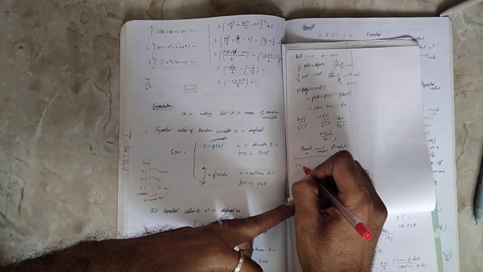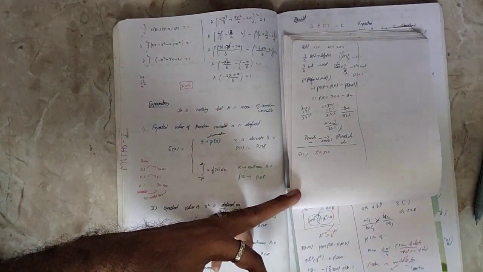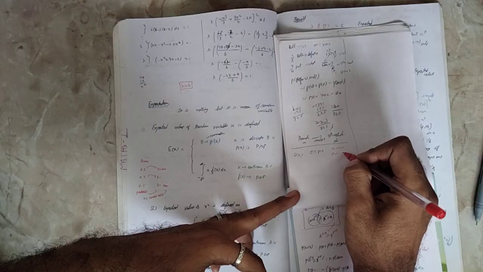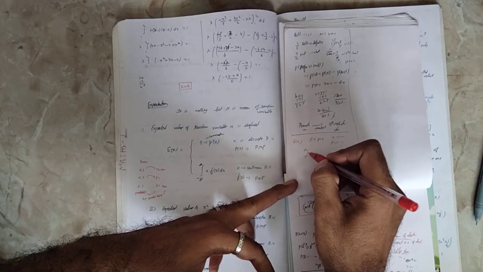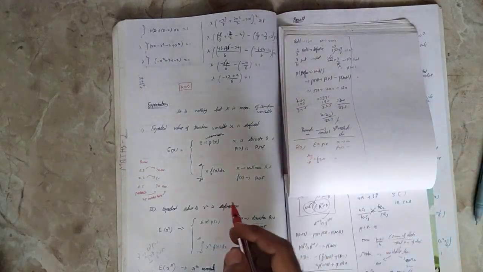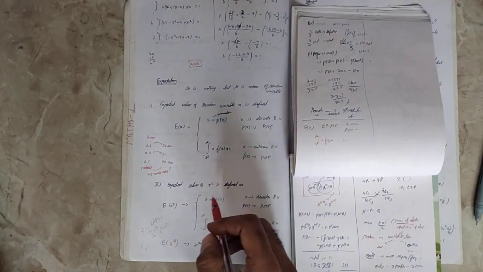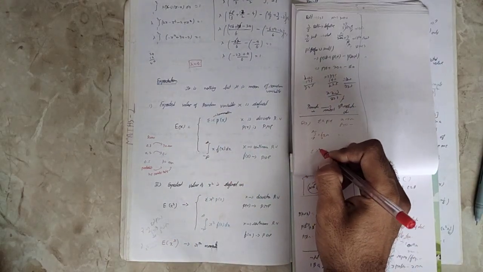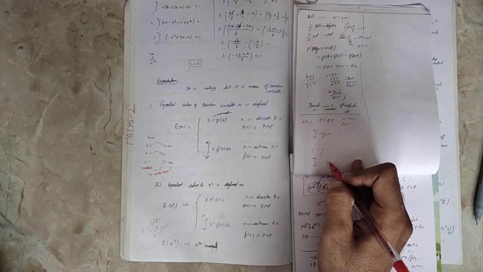E of x is the summation of x times probability of x. Here x is a discrete random variable and p of x is the probability mass function. And the integral from minus infinity to infinity of x f of x dx, where x is a continuous random variable and f of x is the probability density function. So the expected value of x square is the summation of x square times probability of x. Next is the integral from minus infinity to infinity of x square f of x dx.